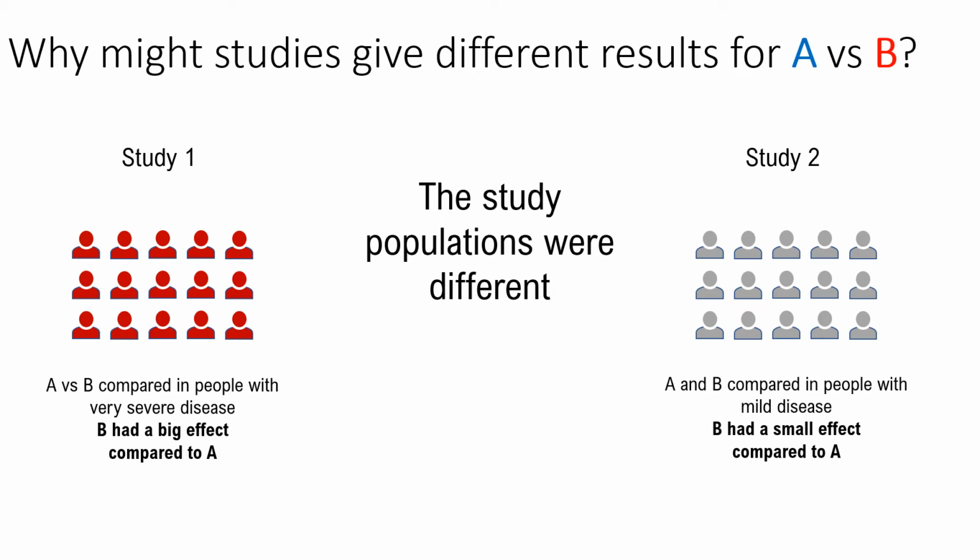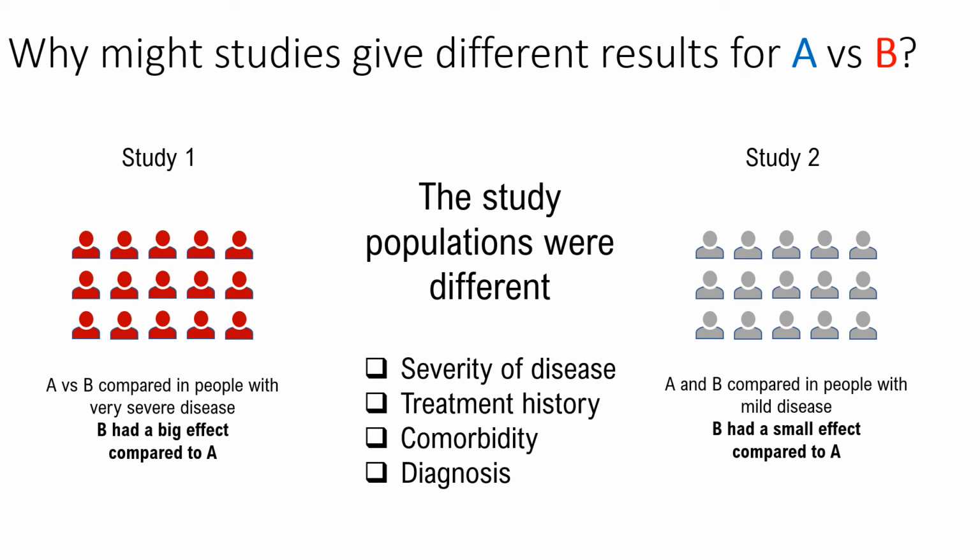Studies might provide different intervention effect estimates if the participant population varies. This might be because of disease severity or stage, or which previous treatments patients have had. It might also be because a coexisting condition alters the effect of the intervention, or because the definition for diagnosis of the condition has changed over time, so patients in newer studies are not the same as patients in older studies.